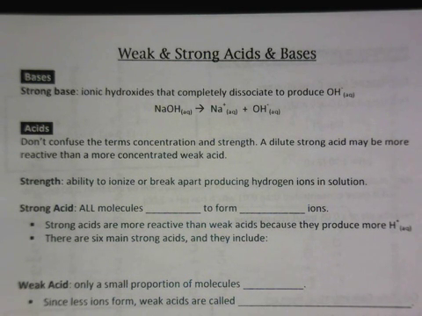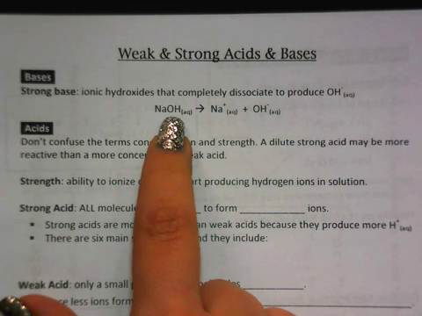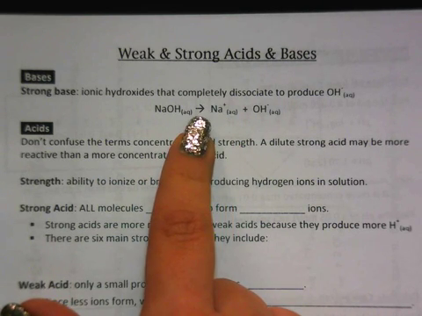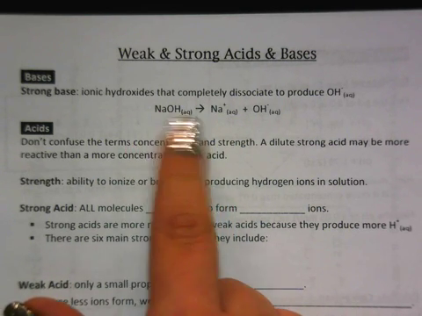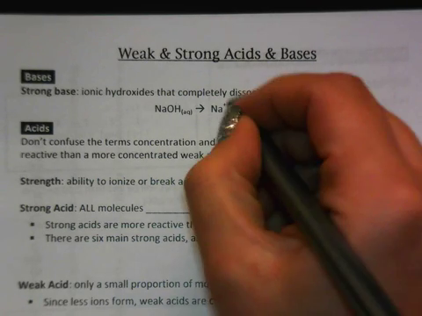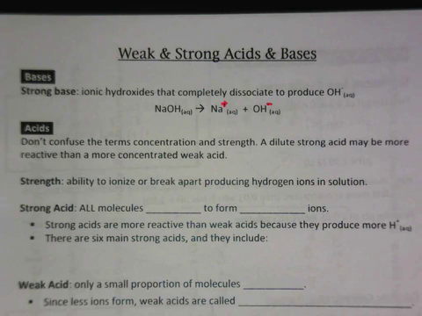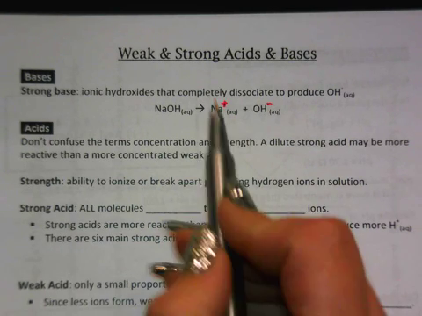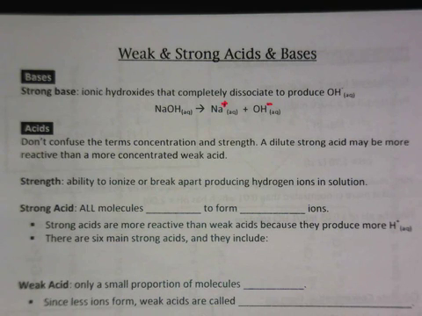Today we're going to talk about weak acids, strong acids, weak bases, and strong bases. As a review, the definition that so far we have for a base is some ionic hydroxide, an ionic compound that has hydroxide ions, that completely dissociates in water. Dissociates means this ionic compound splits into two separate ions, a sodium positive ion and a hydroxide negative ion. Negative and positive. Must be charged. The electron has been transferred away from sodium to the hydroxide.